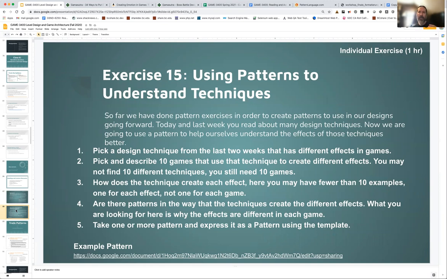So rather than focusing on the problem that the design pattern is going to solve, you're using it to explore and come to understand the technique you're looking at specifically. A little bit different structure of a pattern. I'll talk more about it in class.